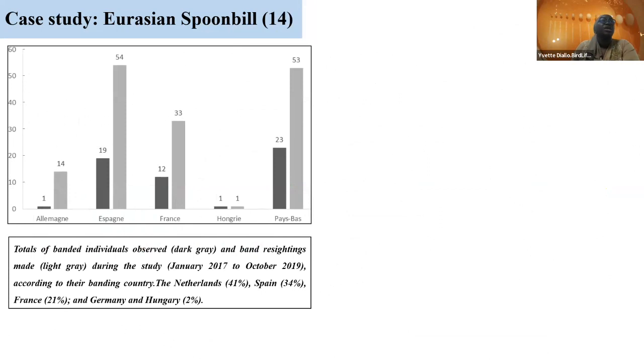We have a total of banded individuals observed: dark gray, and banded resighted individuals in light gray, during the study from January 2017 to October 2019, according to their banding country. The Netherlands, we have 41%, Spain, 34%, France, 21%, and Germany and Hungary, 2%. Next slide.